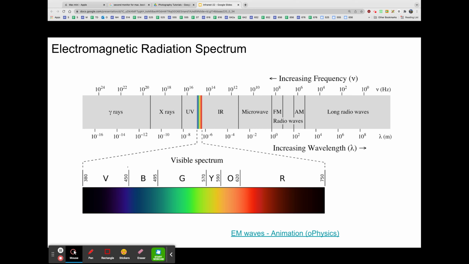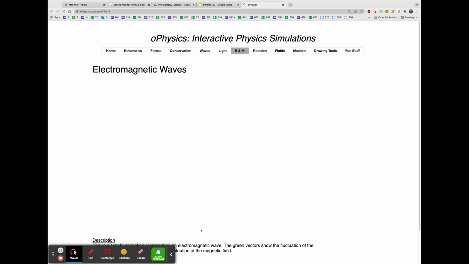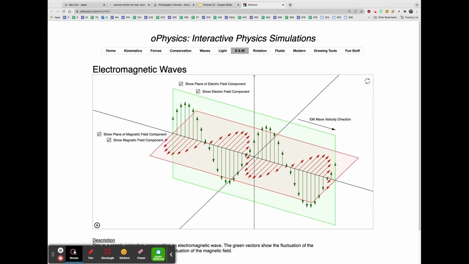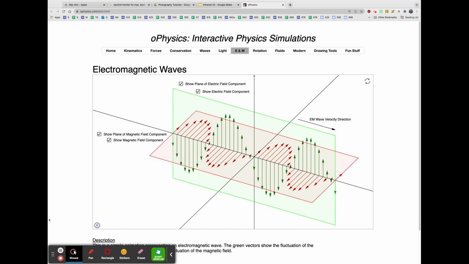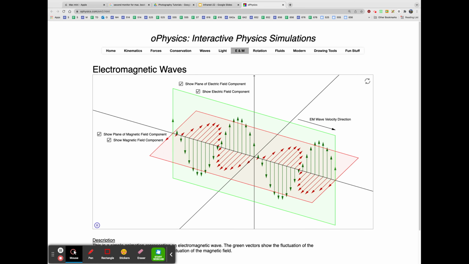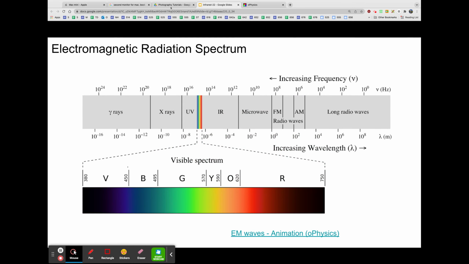So if we did look at animation and so forth right here, here's an animation of electromagnetic waves. We can see here that they're oscillating electromagnetic fields. And so one plane is electrical fields, one plane is magnetic fields. And together they create what we know as light. And again, our eyes, human eyes, can see between about 400 and 700 nanometers wavelength. In other words, this portion of the spectrum here.